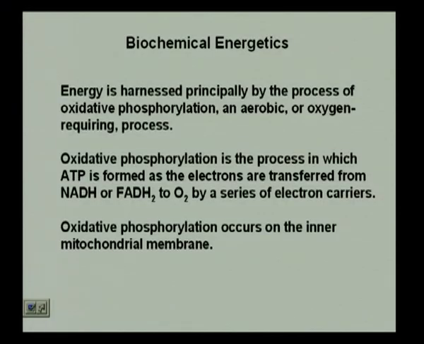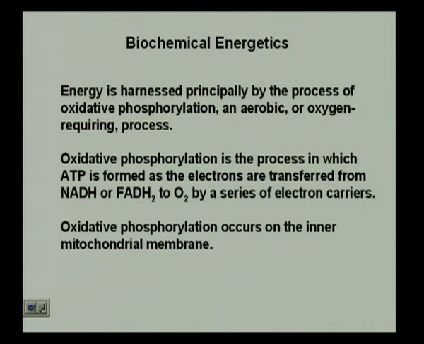We continue our discussion on biochemical energetics, and what we learned last time was that we need the process of oxidative phosphorylation to create ATP. Now, we are going to see how that process actually works in the inner mitochondrial membrane. Basically, in an aerobic, or oxygen-requiring, process, this energy is harnessed by oxidative phosphorylation. What happens in oxidative phosphorylation is the formation of ATP.